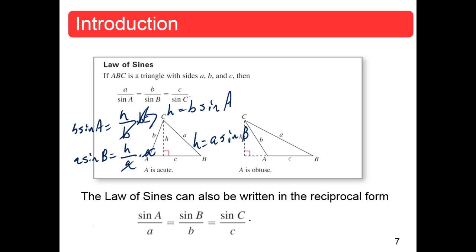So the same thing works before. The sine of this obtuse angle here is opposite over hypotenuse, and the sine of this angle B is opposite H over hypotenuse A. Same thing holds for both of them, whether it's acute or obtuse. So they're the same H's also. So then we can say that B sine A is equal to A sine B.